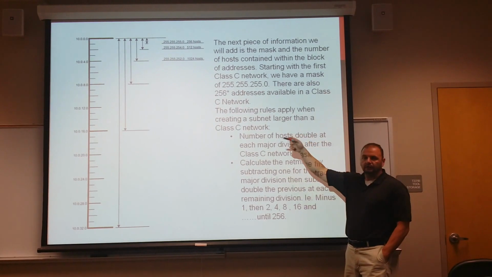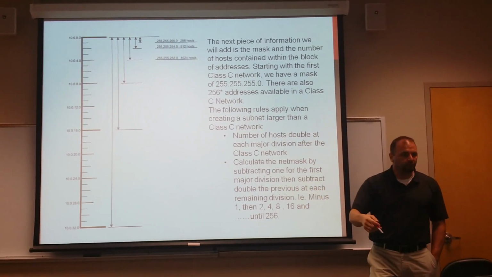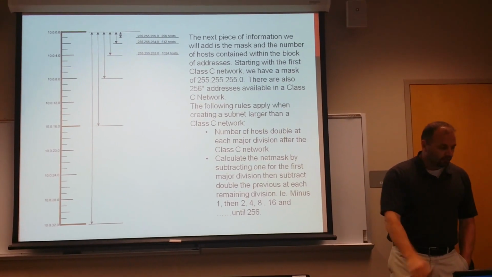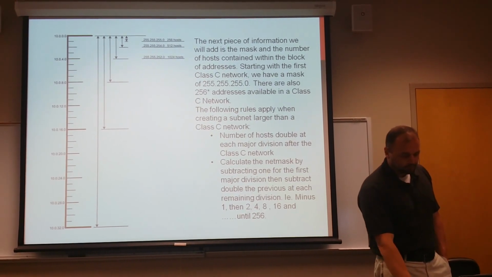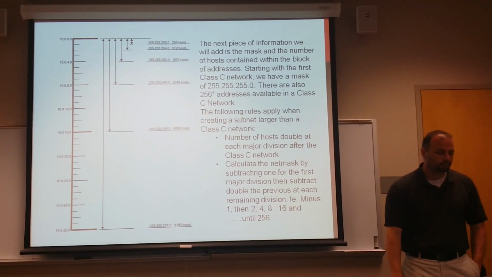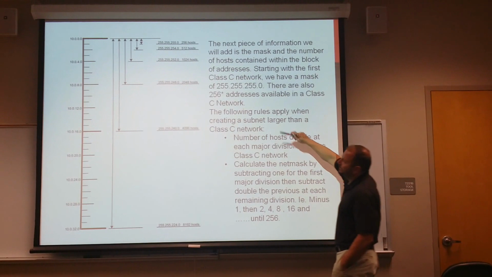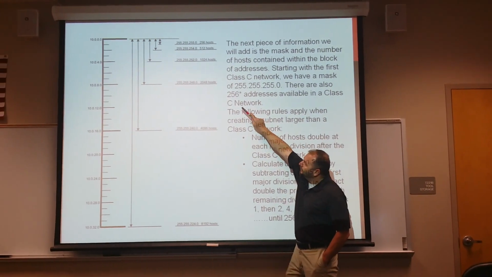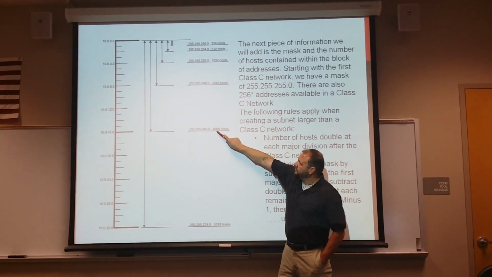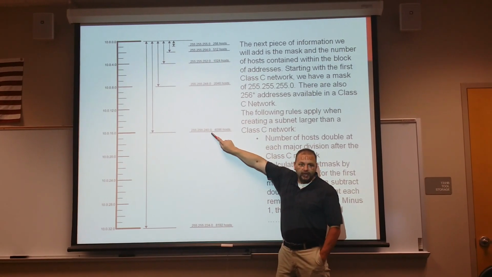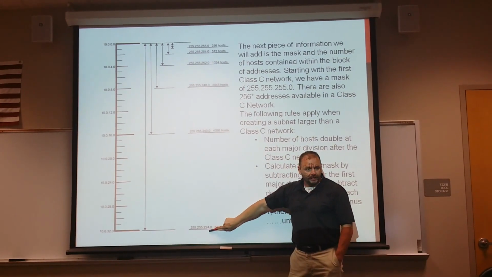So since we subtracted 2, now we'll double it, we'll subtract 4. So now we're going to have a 248. We'll double our hosts, so we'll have 2048. And then you see that pattern continues. We had 4, double it, we subtract 8. We had 8, we double it, we now subtract 16.